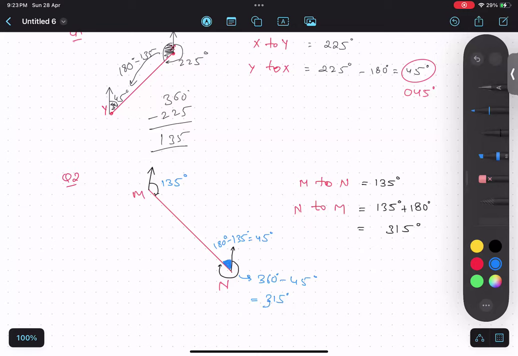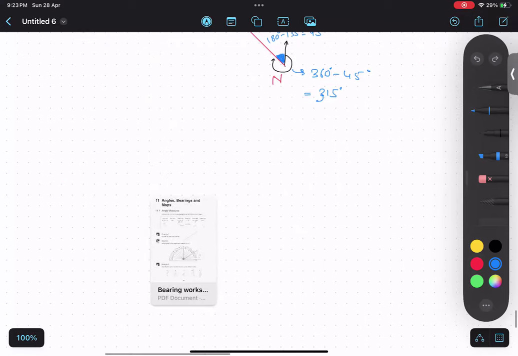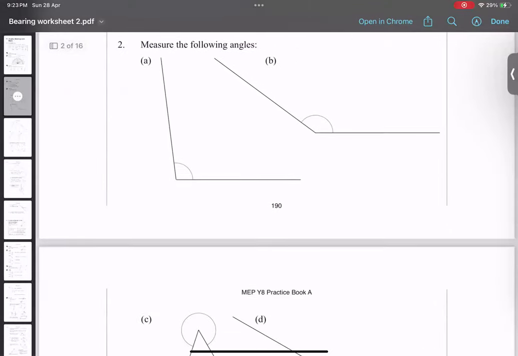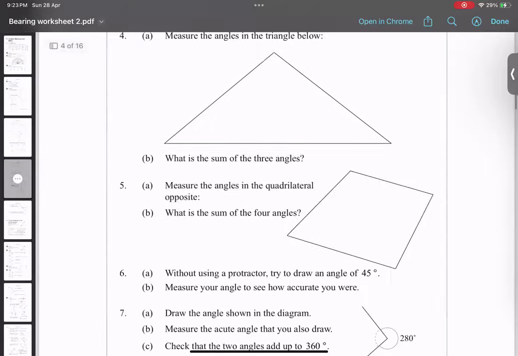So this is the longer method. This is the shortcut method. Is that clear? Yeah, clear. So let us do some questions. Which one?